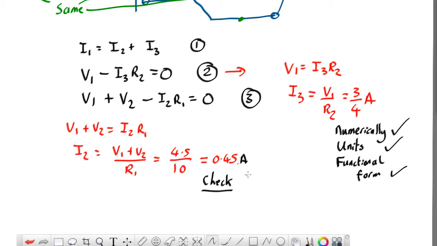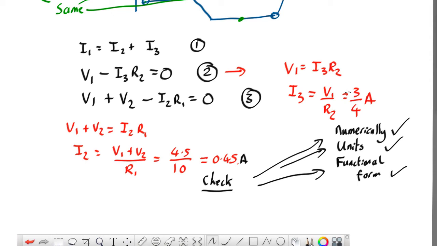Once again, that's numerically plausible. The units, once again, is volts divided by resistance, so that works. Functional form, once again, if there's no voltage, you've got no current, which you kind of hope would make sense, so the functional form looks pretty good. So this all passes the test and is plausible.